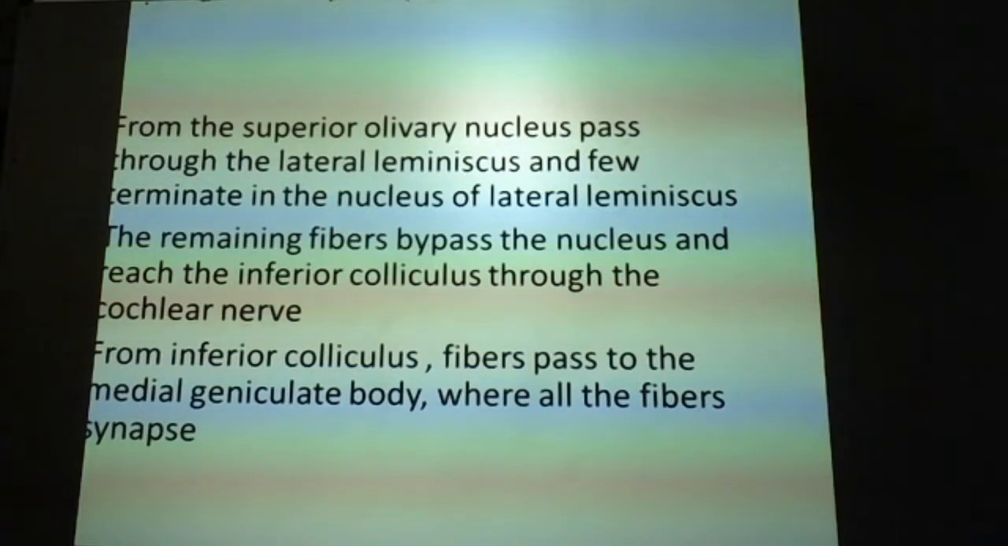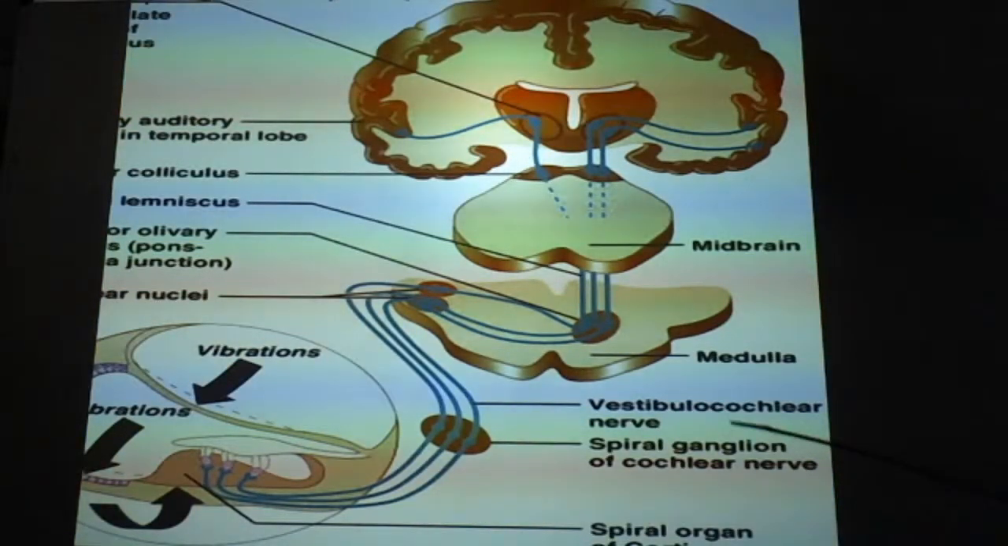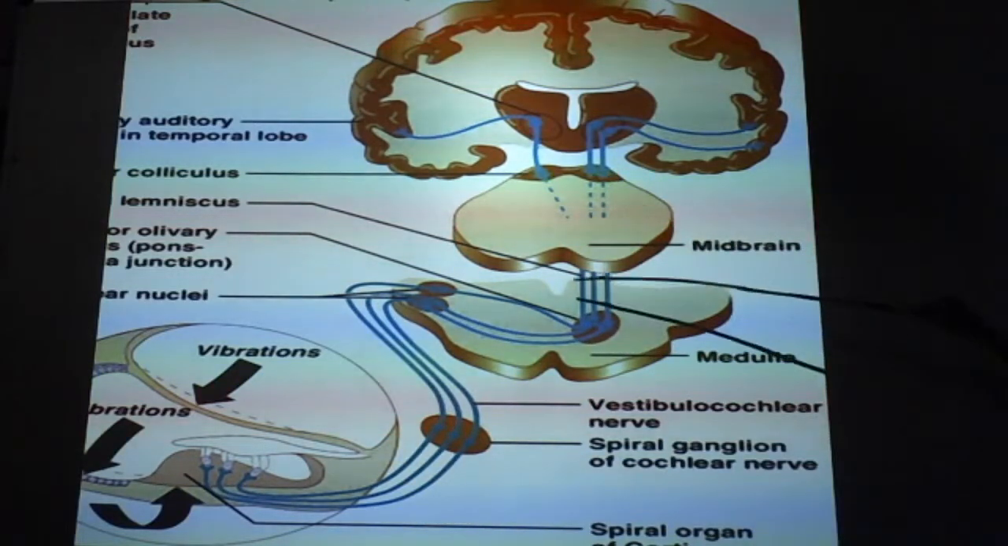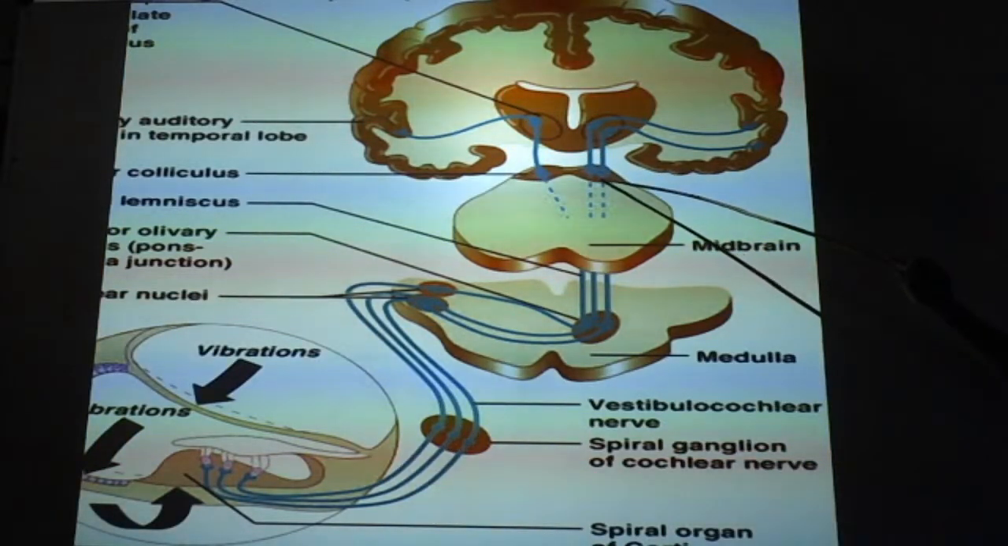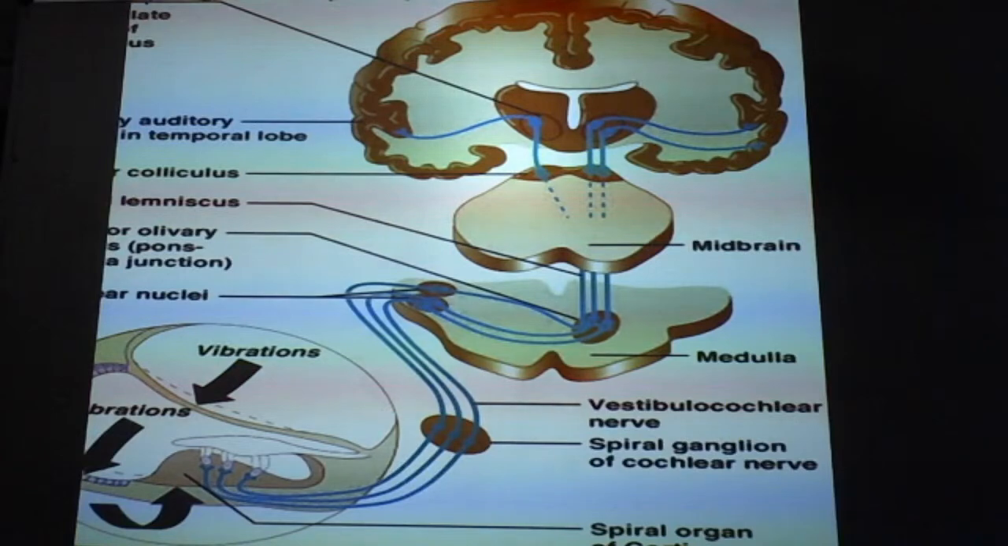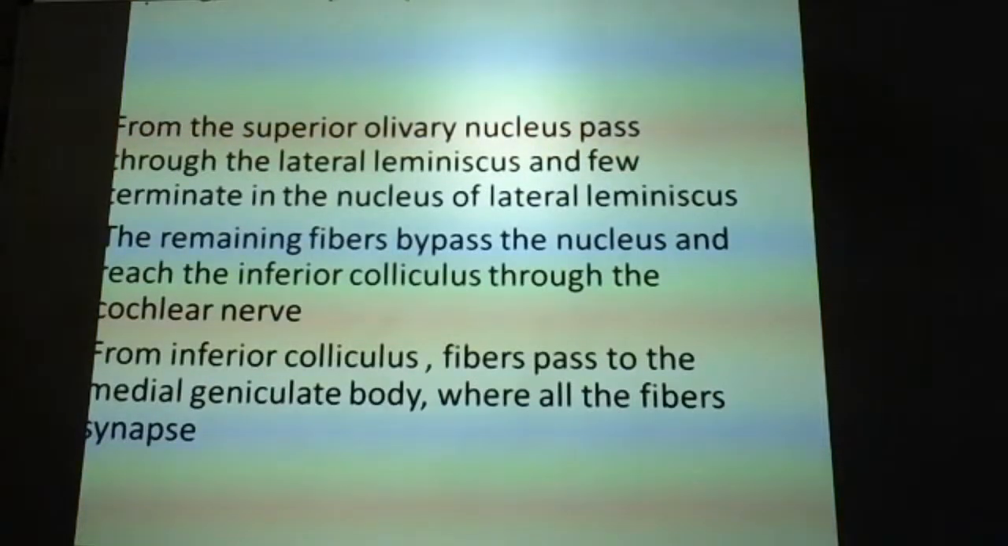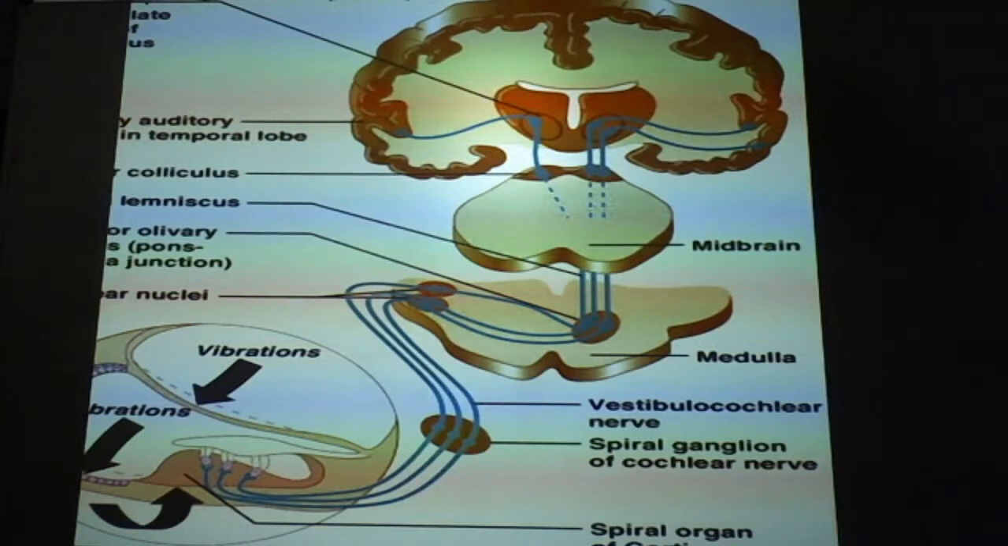The remaining fibers bypass the nucleus and reach the inferior colliculus through the cochlear nerve. See here, the remaining fibers pass through the nucleus of the lateral lemniscus and go and synapse in the inferior collicular nucleus. So the fibers from the superior olivary nucleus pass through the lateral lemniscus, a few terminate in the nucleus itself, and the remaining fibers bypass the nucleus and reach the inferior colliculus.